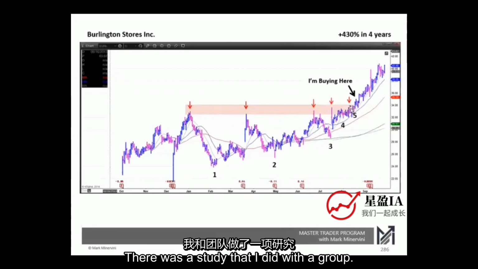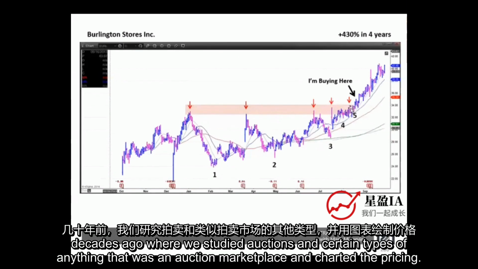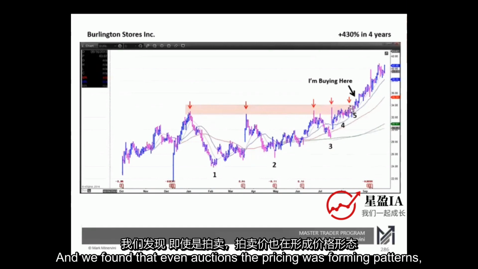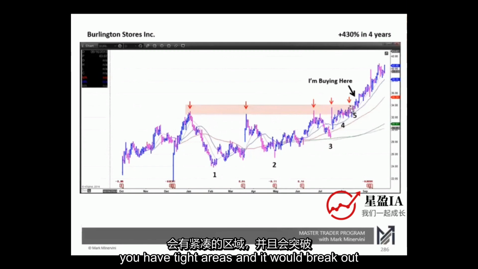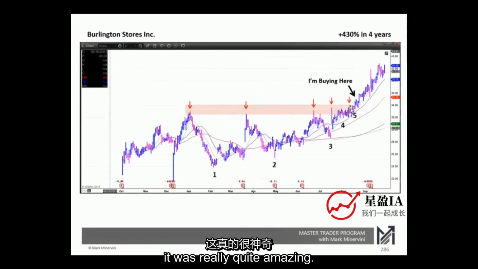We actually did this. There was a study that I did with a group a long time ago, decades ago, where we studied auctions, anything that was an auction marketplace, and charted the pricing. We found that even in auctions, the pricing was forming patterns, with supply and demand. It would form VCPs. You'd have tight areas, and it would break out. It was really quite amazing. So this is just universal.